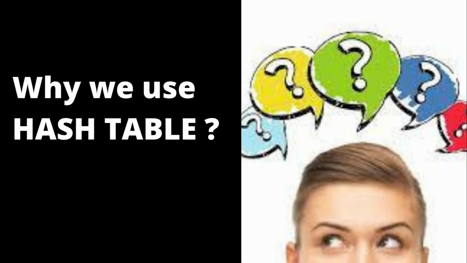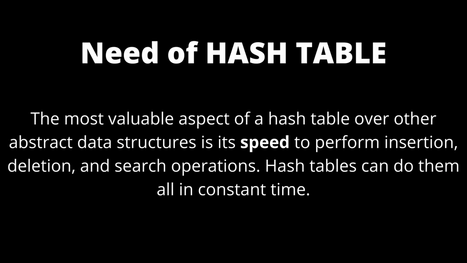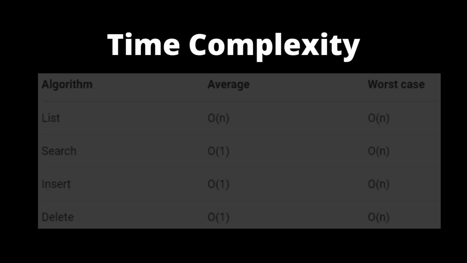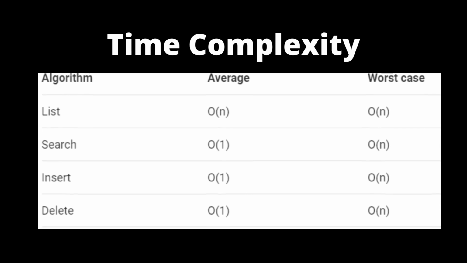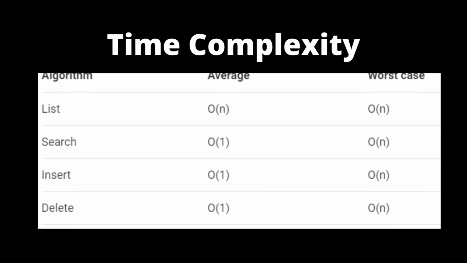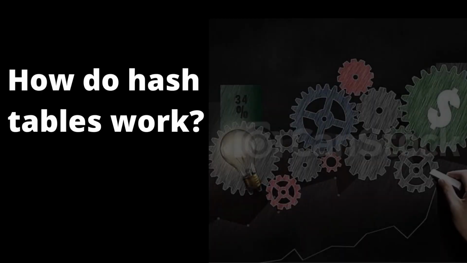Now why do we need a hash table? The most valuable aspect of a hash table over other abstract data structures is its speed to perform insertion, deletion, and search operations. Hash tables can do them all in constant time. The figure below shows the time complexity of a hash table for different operations like insertion, deletion, and search. For all the operations it takes constant time except list, and list takes big O of n time.